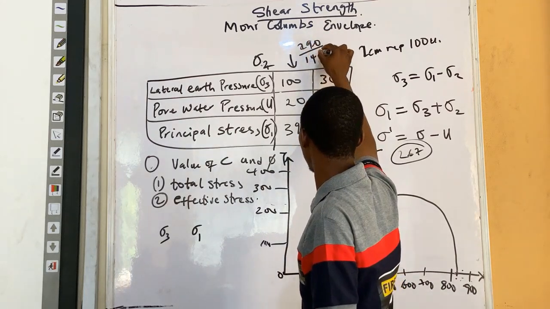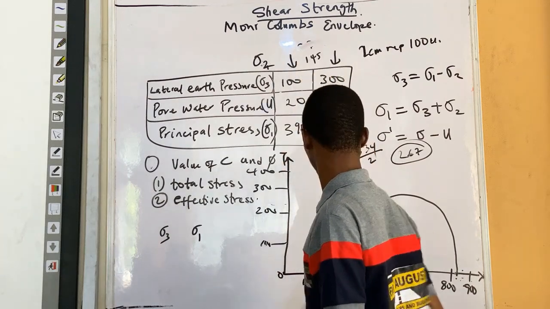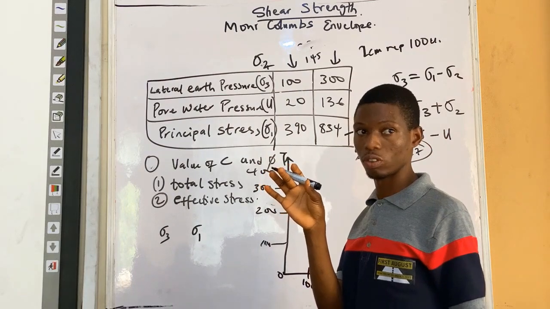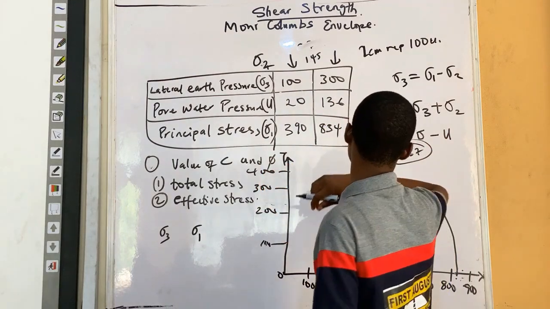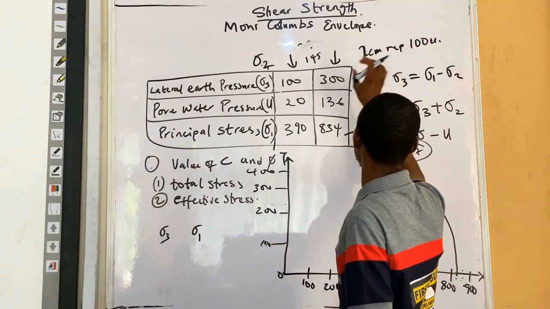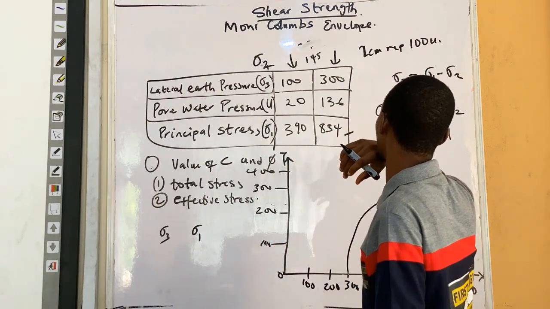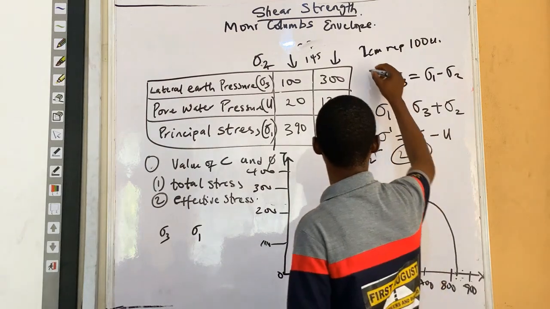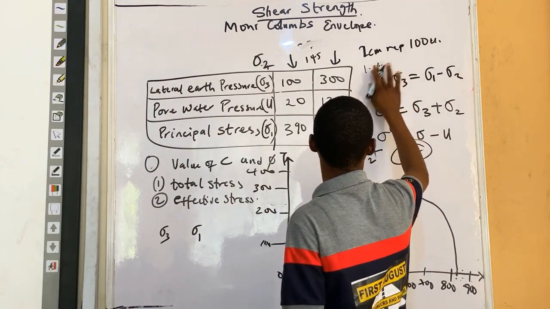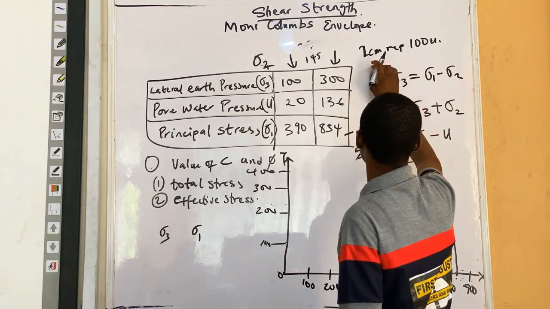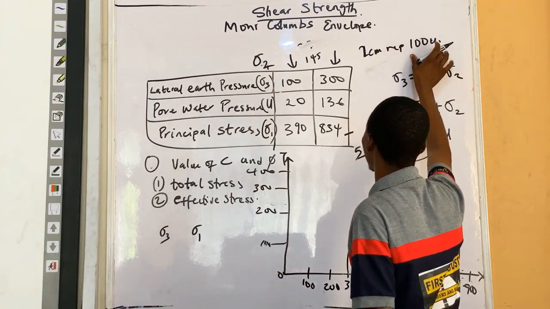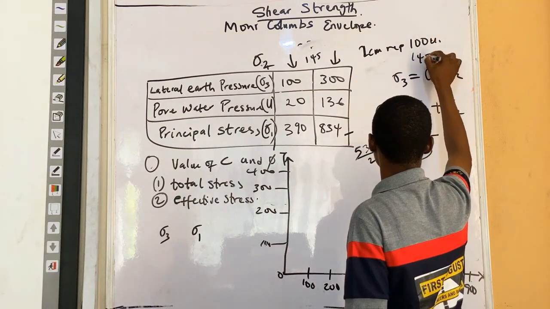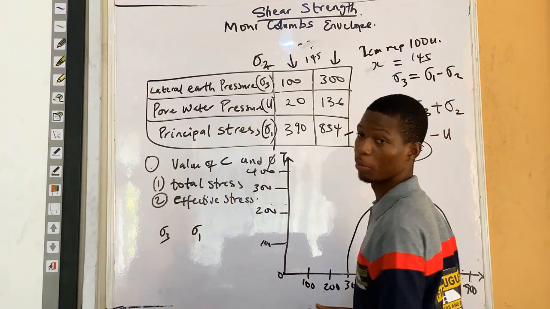145. Yes. So let's make 145 with our compass. That's the scale now. Convert to our scale. That's 2 centimeters represent 100. How would you know by this? If 2 centimeters represent 100, and if we have 145, x equals 145.